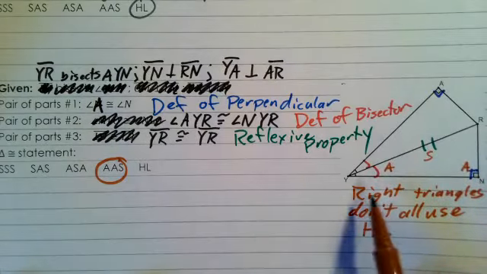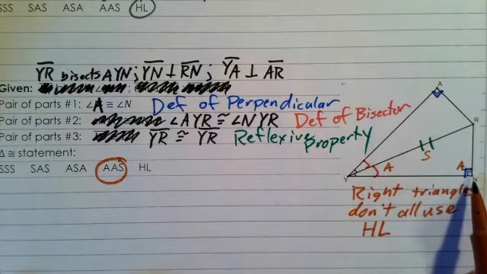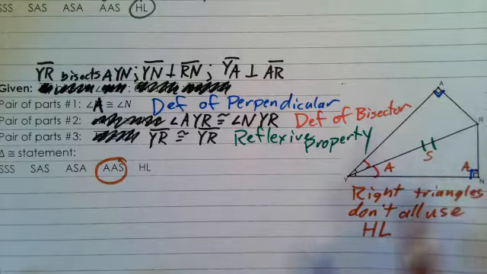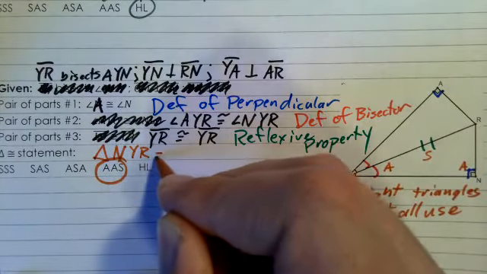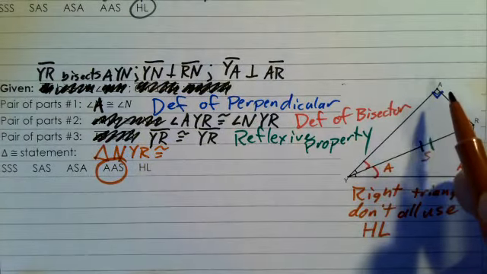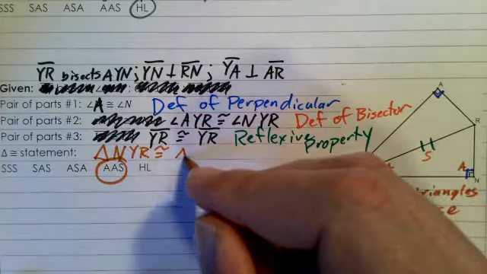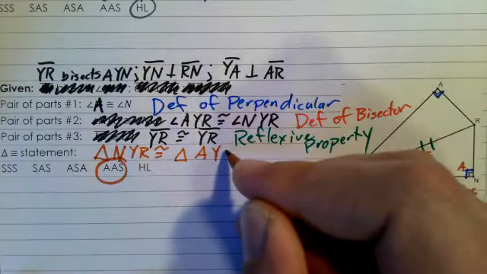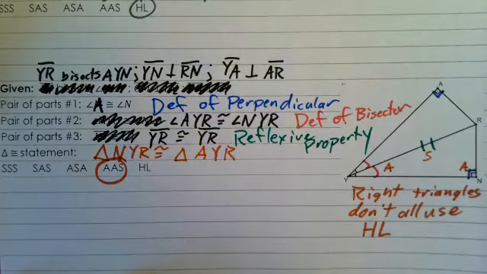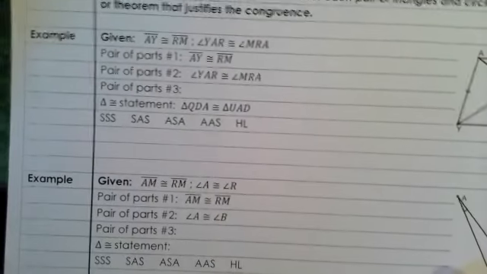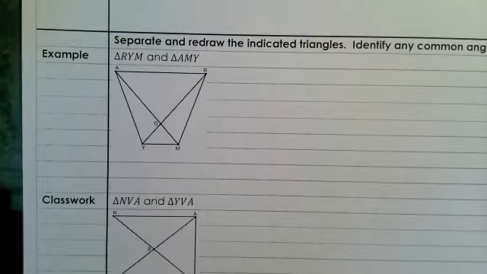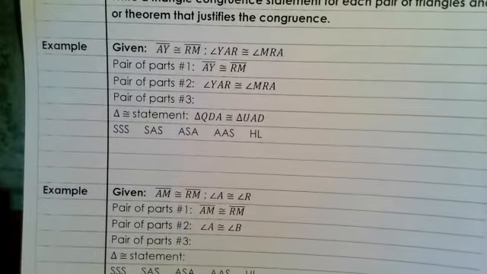Then we need to write a triangle congruence statement for this thing. I'm going to go NYR. That's got to be congruent to AYR. And that is done. Now in your notes, you're going to see there's another couple examples on this next page with overlapping triangles. We're going to do those together in class, so these are going to be changed to lecture problems, so don't worry about them.